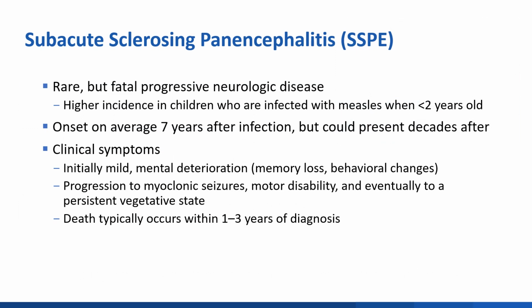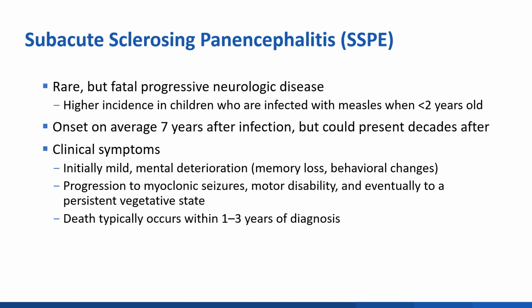Subacute sclerosing panencephalitis, or SSPE, is another complication to discuss. It's a rare but devastating neurologic complication that occurs a median of 7 years after measles infection and is more common for those who developed measles at less than 2 years of age. It's a syndrome of progressive neurologic decline, which is uniformly fatal within 1 to 3 years of onset.